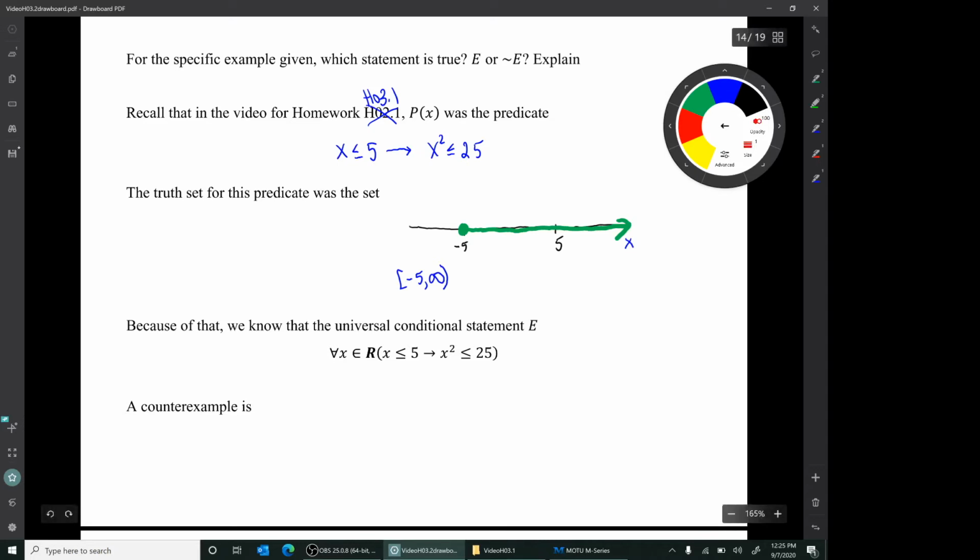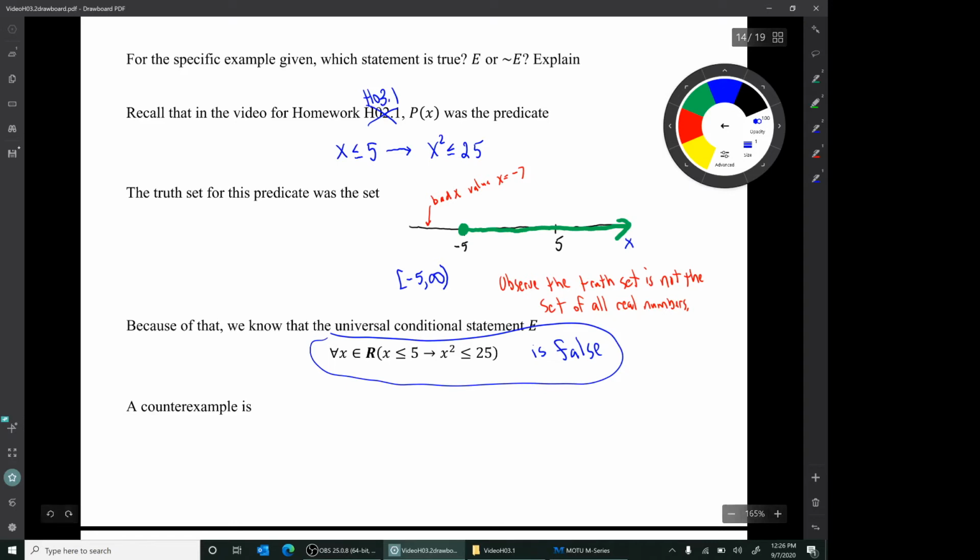But there are some bad x values out here, like for instance, x equals -7 has the property that x is less than or equal to 5, but x squared is not less than or equal to 25. So the bad x values are the ones out there to the left of -5. So because of this idea of the truth set not being the whole number line, we know that this universal conditional statement is false. And we'd say that the counterexample is x equals -7. There are many of them.